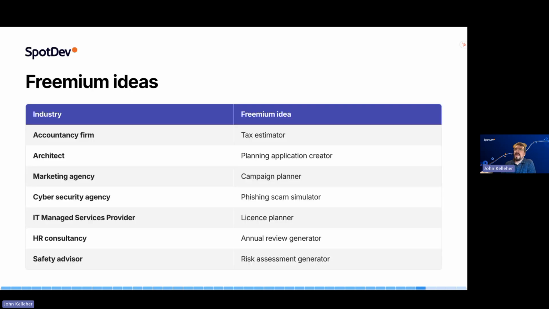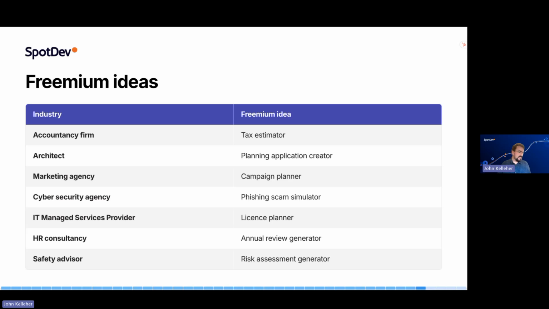Just a few freemium ideas here. If you're an accountancy firm, have a tax estimator. Cover it in disclaimers. This is not a commitment. We're not saying this is definitely going to be your tax, etc. But based on what you've put in here, this would be a reasonable estimate for what your tax could be. If you're an architect, give them a tool where they can answer a series of questions and then it generates a Word document that is a decent planning application.